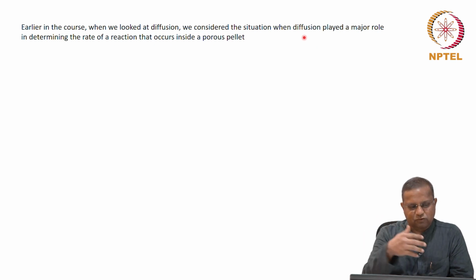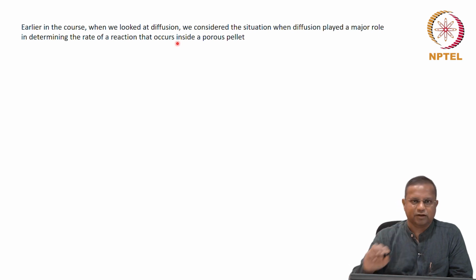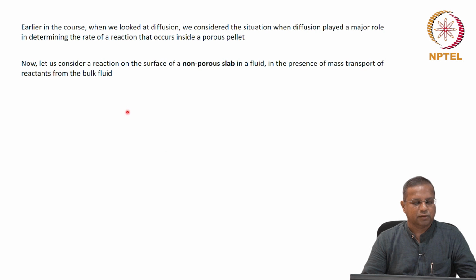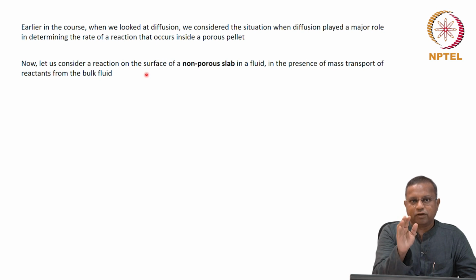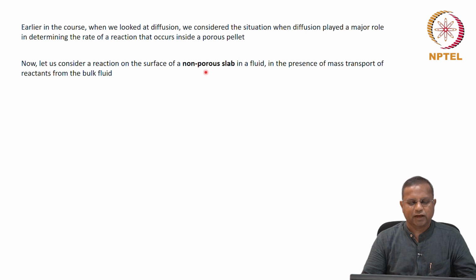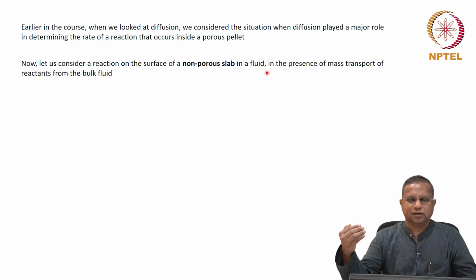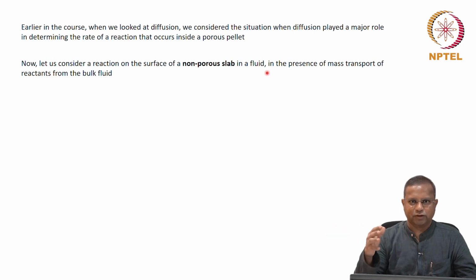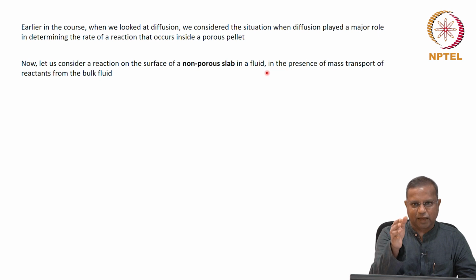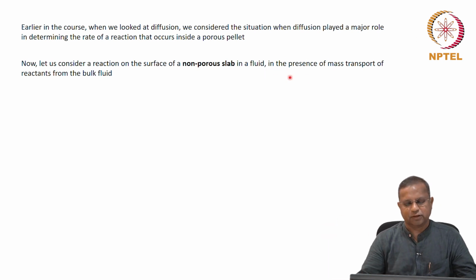However, here there is no diffusion inside the pellet, it is something else. Earlier, diffusion played a major role in determining the rate of a reaction that occurred inside a porous spherical pellet. Now, we are going to consider a reaction on the surface of a non-porous slab. There are no pores of relevance there. So, we have a non-porous slab present in a fluid, and the substrate is present in the fluid, it goes to the non-porous slab surface, reacts there, and the product moves out. Okay, that is the process here.